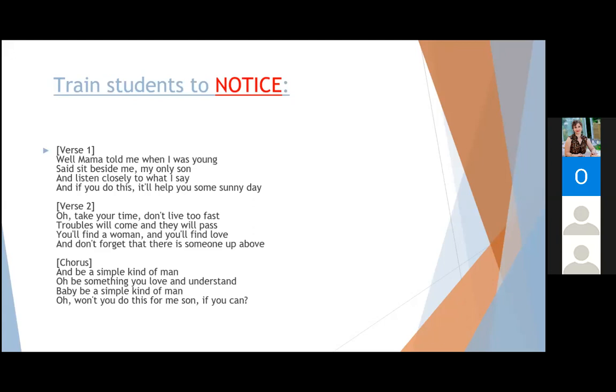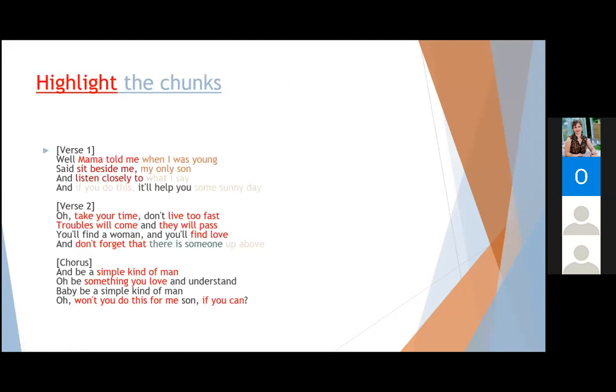Okay. Thanks, everyone. So let's have a look at my collocations, which I spotted here. They are highlighted using different colors. Really, take your time. Troubles will come. They will pass. Some of them are more fixed, like, for example, take your time, and you cannot change a lot of them. Some of them are less fixed.